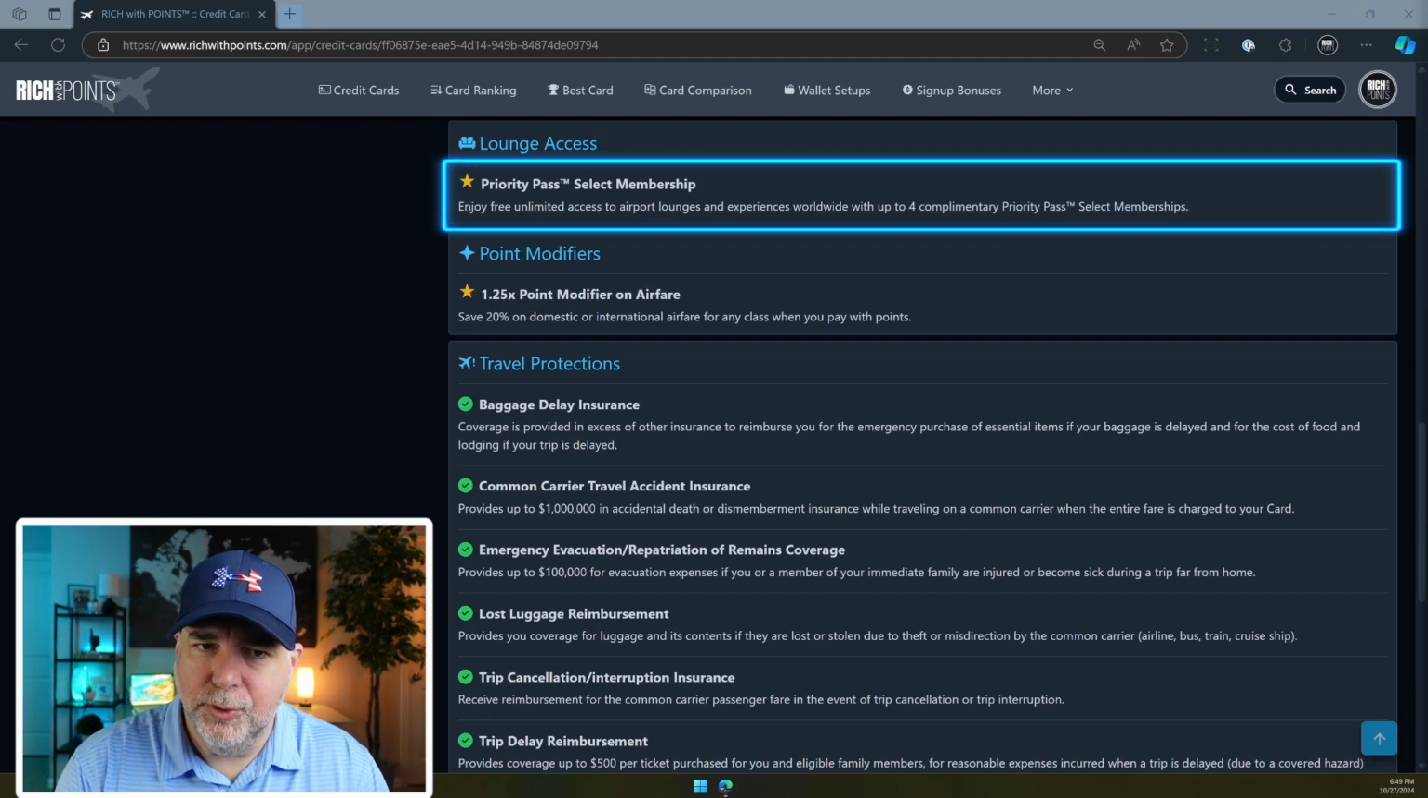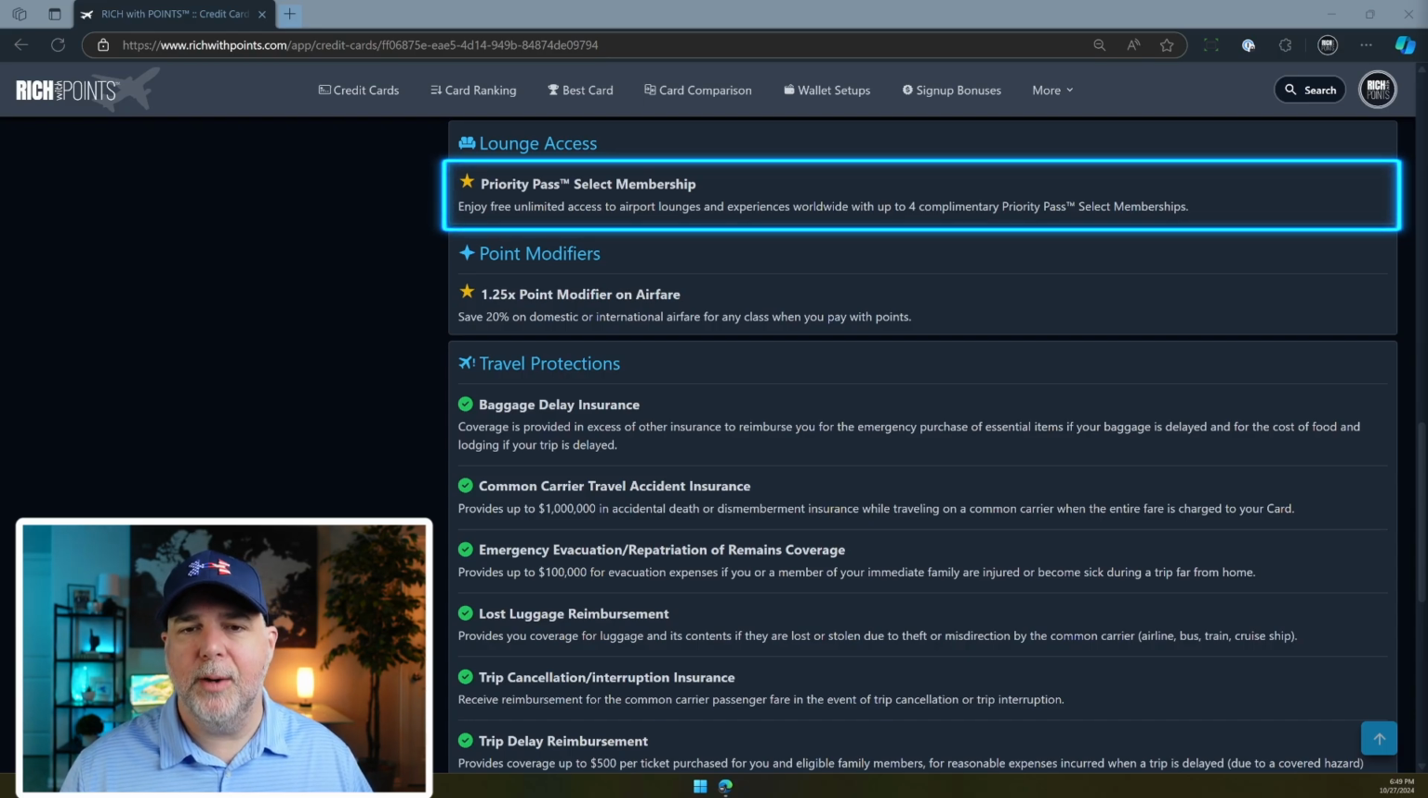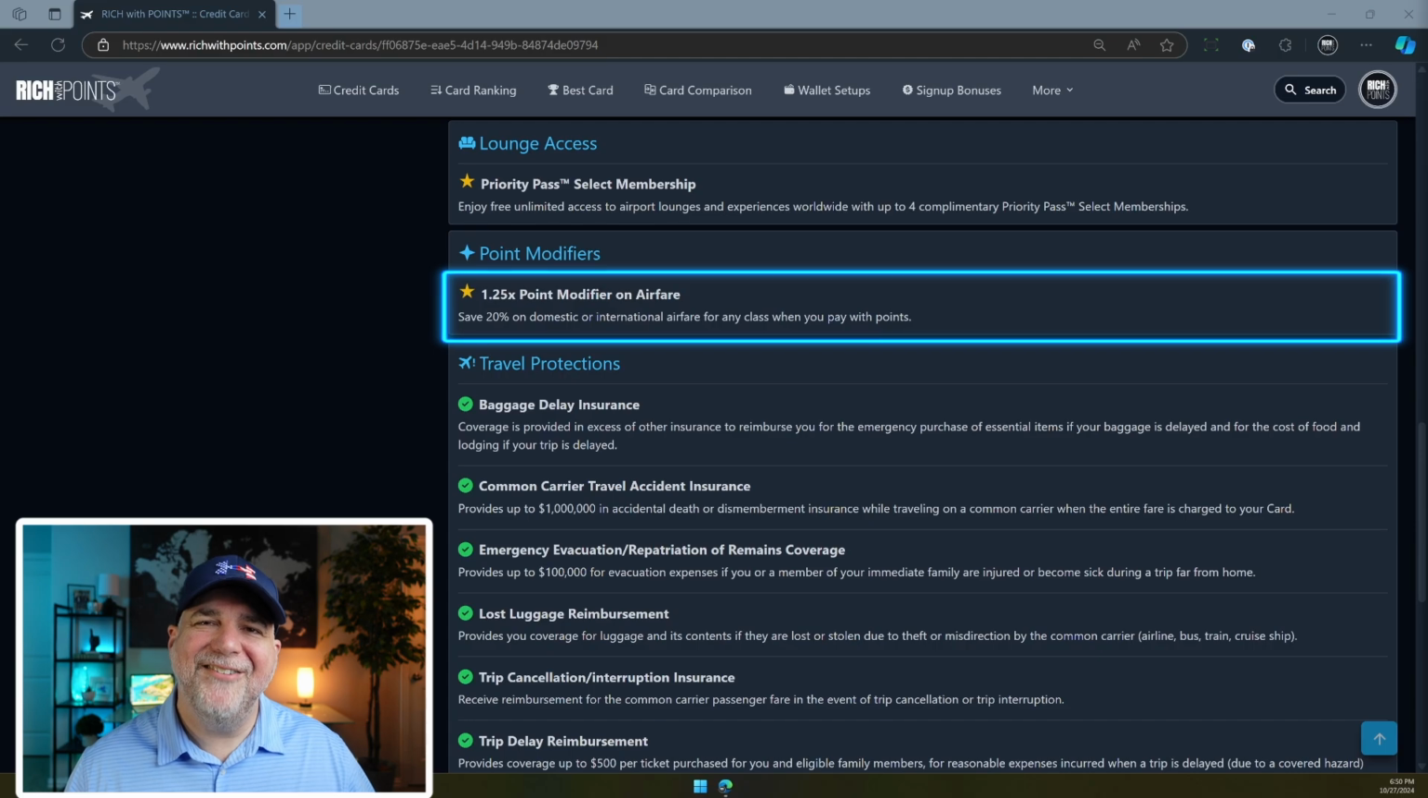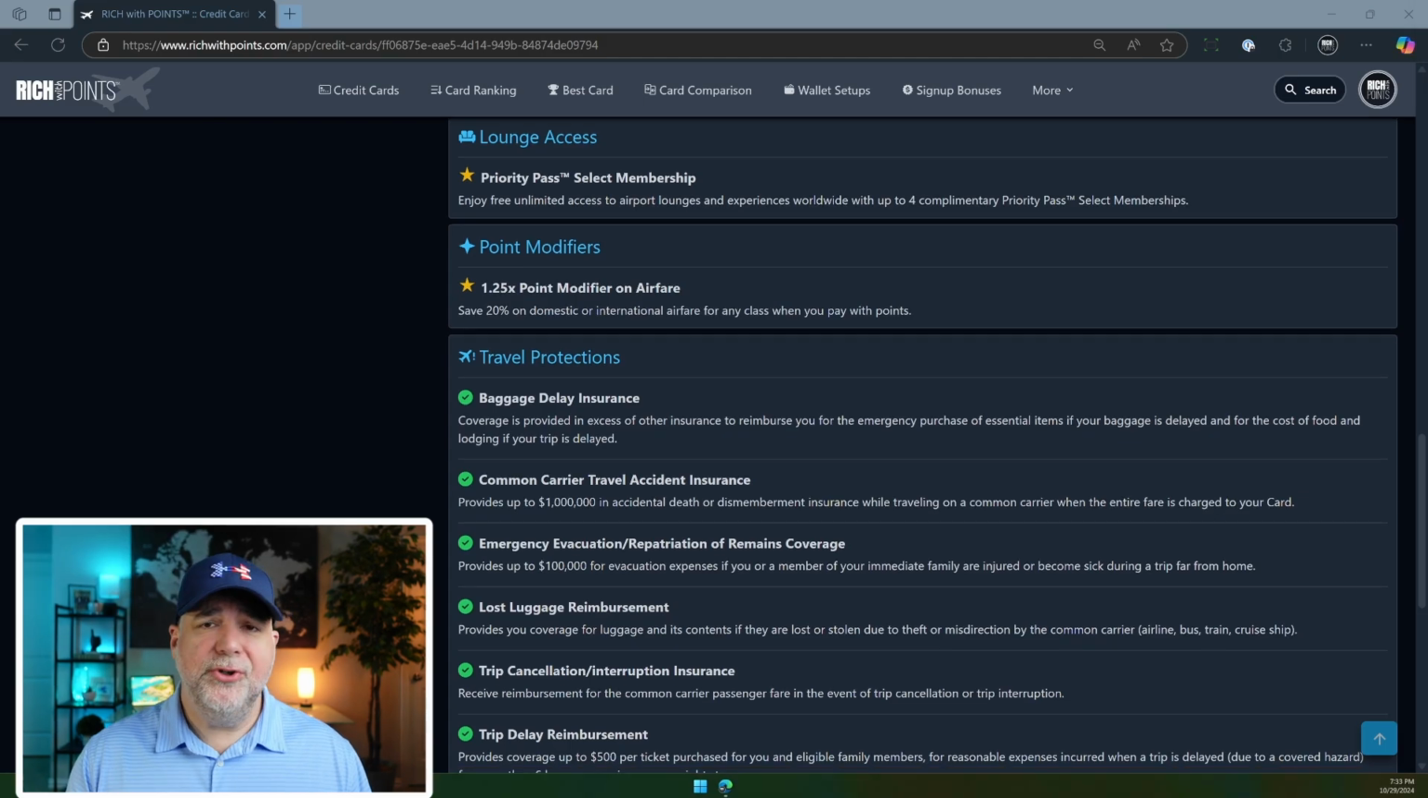This is actually really cool. You get the Priority Pass Select membership with unlimited access to airport lounges and experiences worldwide. You also get 3 extra authorized users along with that. You get a 1.25x modifier on the points when you redeem those for booking airfare in the Bank of America travel portal. This confused the heck out of me.